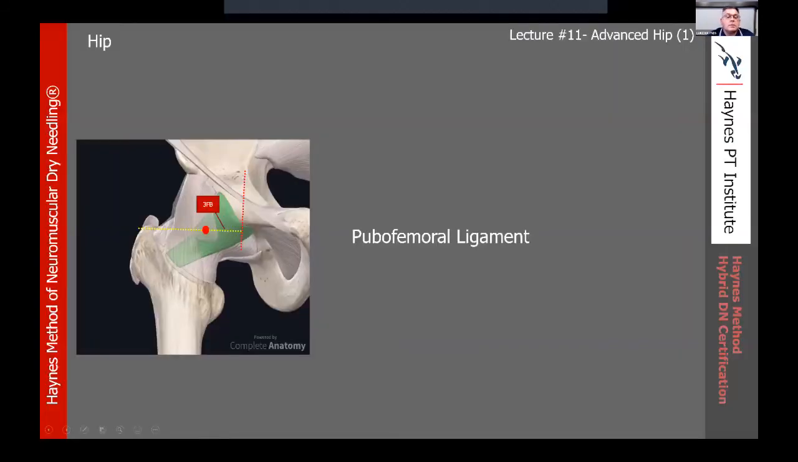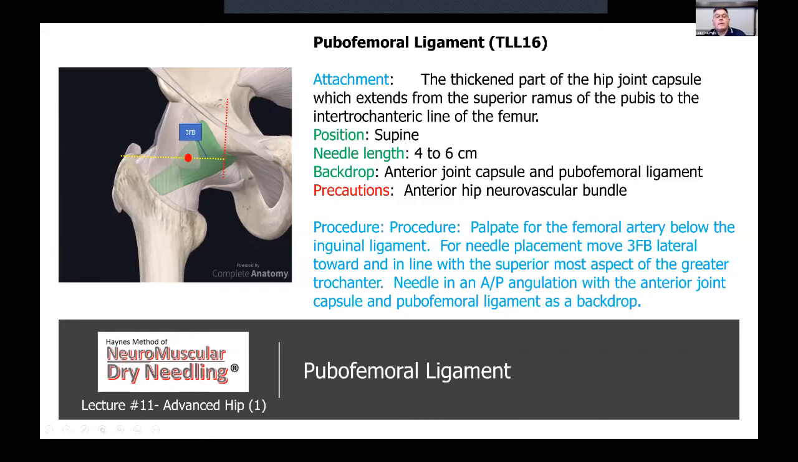And then the pubofemoral ligament, on the anterior aspect. Here the patient's going to be in the supine position. We'll palpate for the femoral artery below the inguinal ligament. As you know, the pubofemoral ligament approach is the same as for the iliopectineal bursa, so we can take that same approach. We palpate for the femoral artery, move 3 finger breadths lateral in line with the superiormost aspect of the greater trochanter, then drop our needle down posterior to anterior, definitely landing into that pubofemoral ligament as a backdrop.